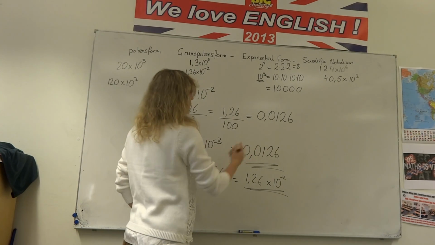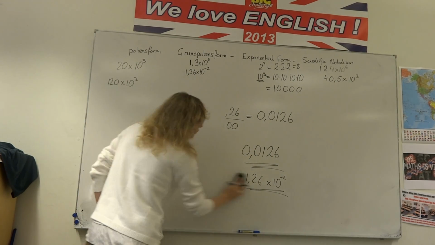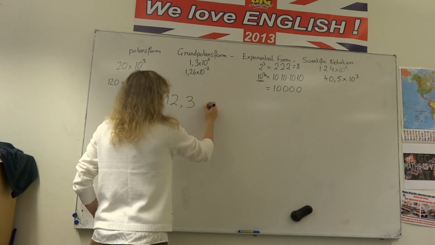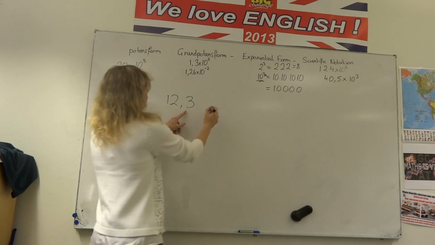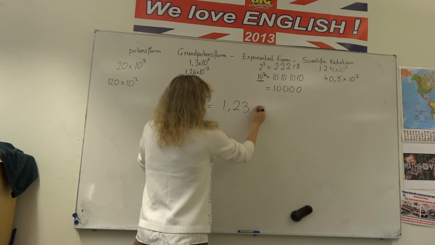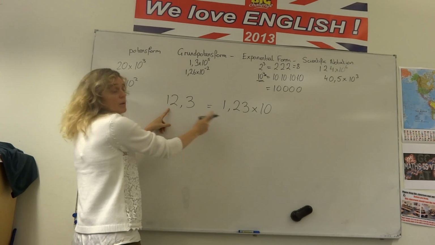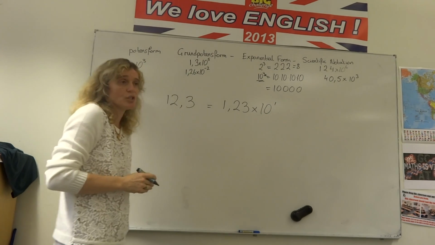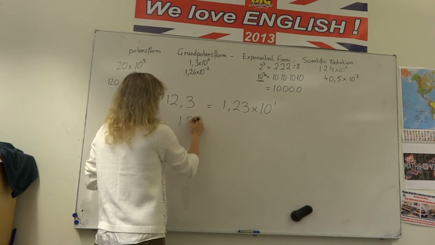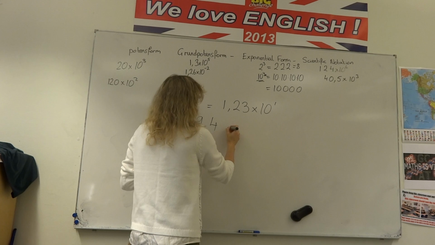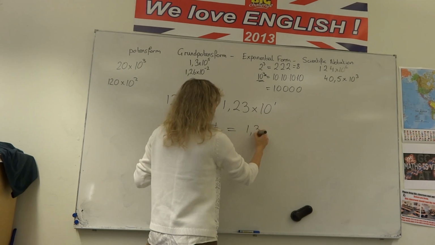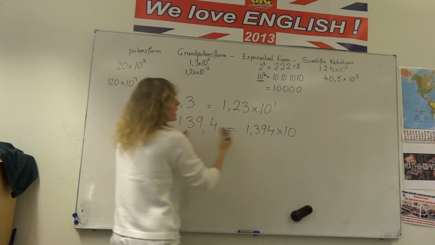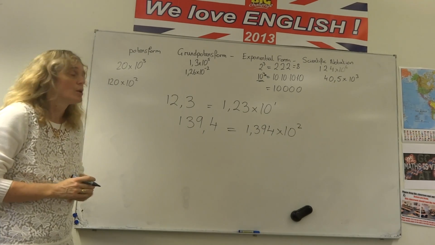So what you get to do once you've done it a few times, let's take a few different ones. If we were to put the number 12.3 in scientific notation, what would that be equivalent to? It would be equivalent to 1.23 times 10 to the power 1. 1.23 times 10 would give us 12.3. This would now be in scientific notation. If I had 139.4 and I wanted to put that in scientific notation, it has to be 1.394 times 10 to the power. How many places have I moved the decimal point? 2 places to the left. So it would be times 10 to the plus 2. So these numbers are identical.